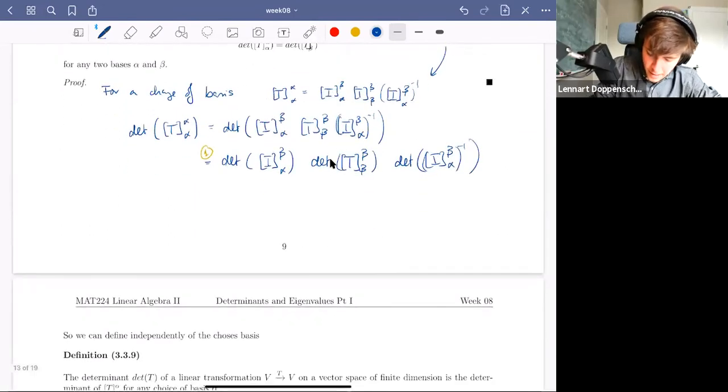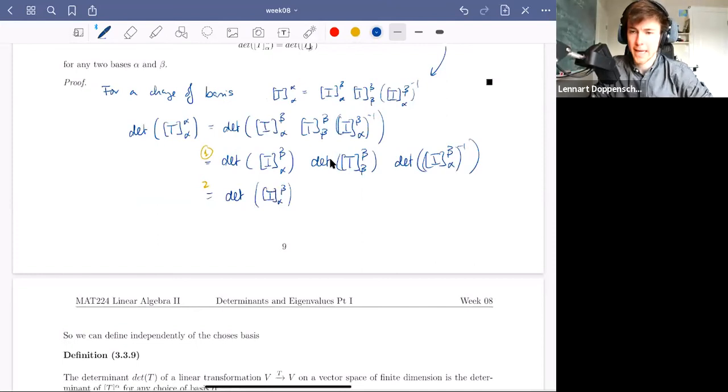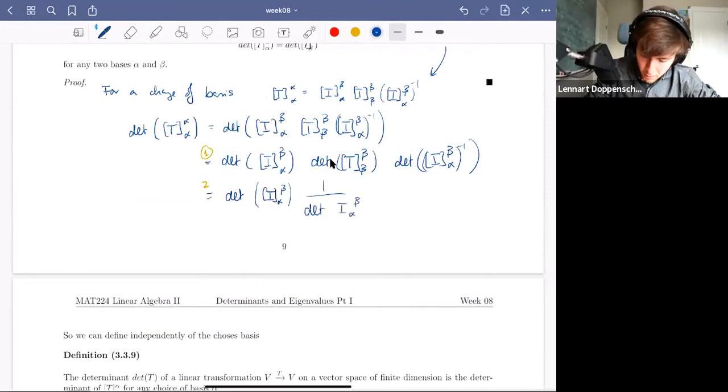And now we use the second property of this theorem. It says that, well, this is the determinant of I alpha beta. Also notice that when we take determinants, this will be a scalar. So the order doesn't matter. We can commute those elements. And then we have the determinant of 1 over I alpha beta, because we just apply the inverse, that the inverse has the determinant that is inverse to the other determinant.